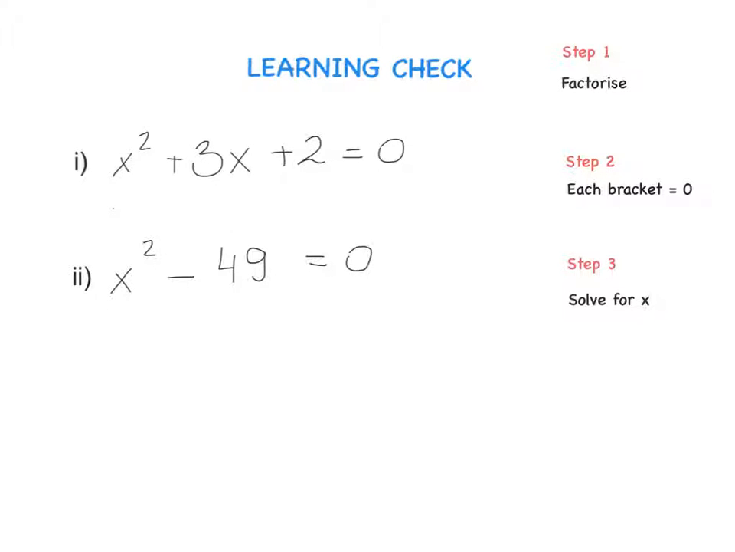So first of all, this is x squared plus 3x plus 2, and the other one is x squared minus 49, okay? If you would like to revise how to factorize, go back to your notes or go back to videos, and you can practice more, okay? So follow the steps and try to do them.